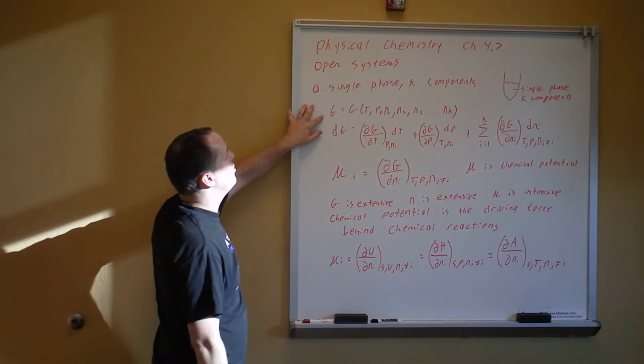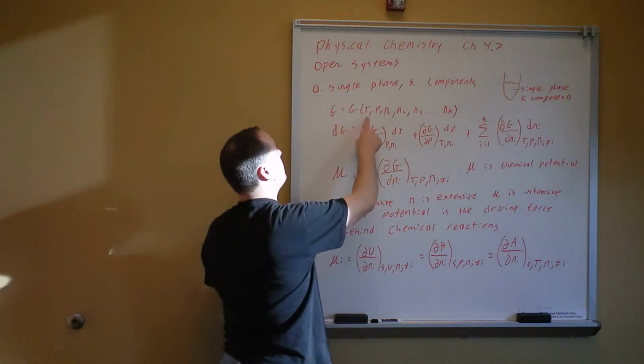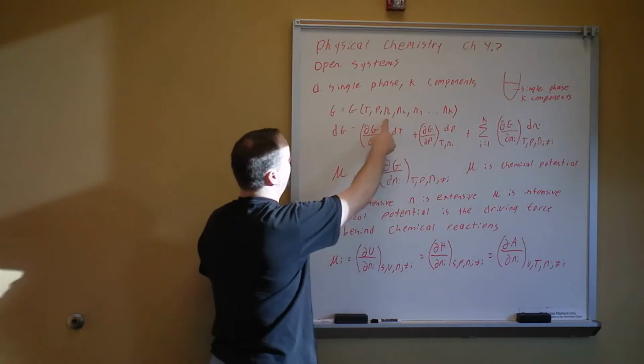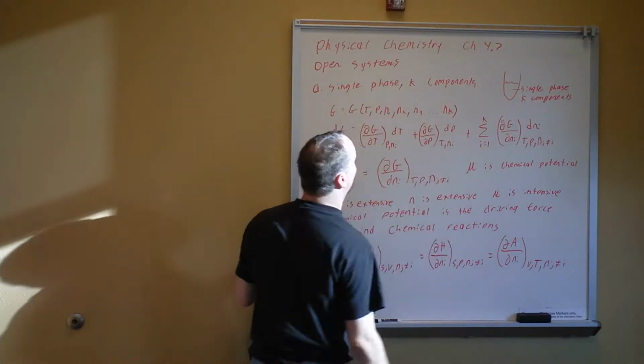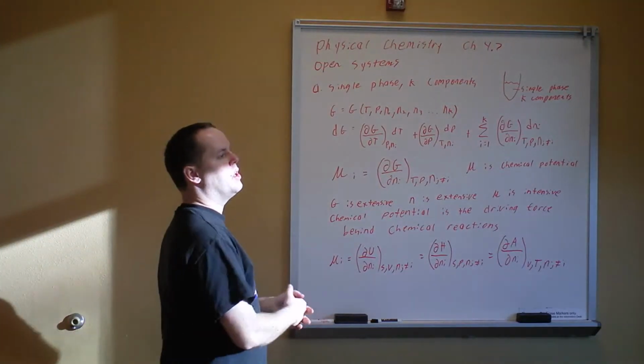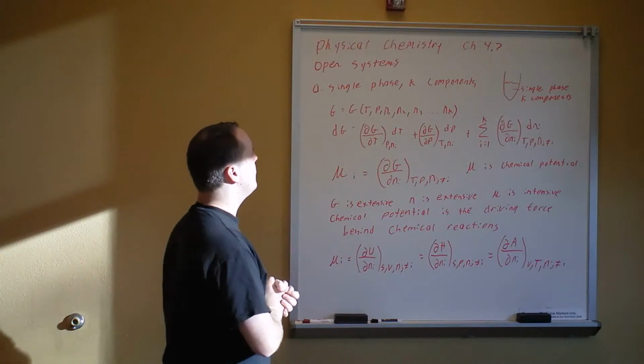So before we had just G as a function of T and P, but now we've got different components. So G is a function of temperature, pressure, the number of moles of component 1, the number of moles of component 2, the number of moles of component 3, all the way to the number of moles of component K. Because any component you add or subtract is going to change the total Gibbs free energy of the system.